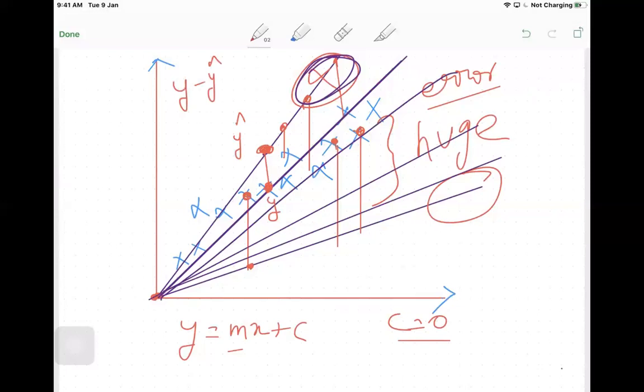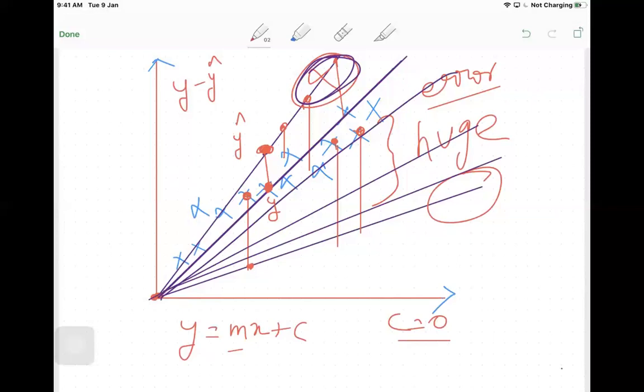So like that, for each and every point, we have this y minus y cap, we have the error. So do the summation of all these errors, you will get the final error. So what is our objective now in this particular scenario? See, for which particular slope, for which particular m value do we get the minimum error?